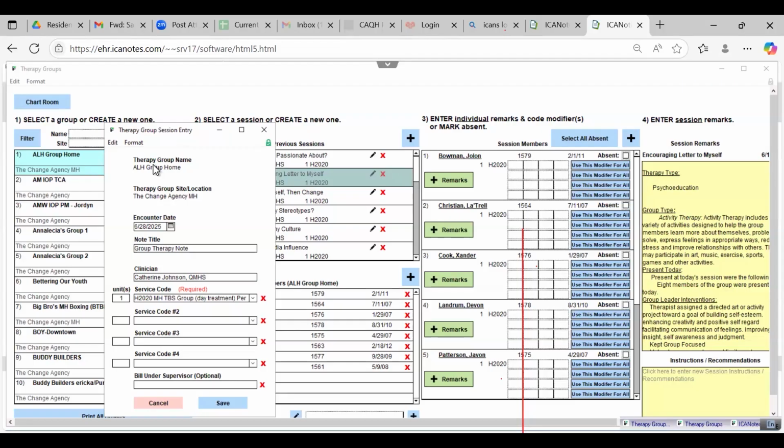Okay. So we're going to put the date. I'm going to put the date as the 23rd. I'm going to name this group Knowing My Triggers. Then my name automatically comes up. My service code is automatically up. We do H2020 groups. That's it. It has to at least be 2.5 hours.